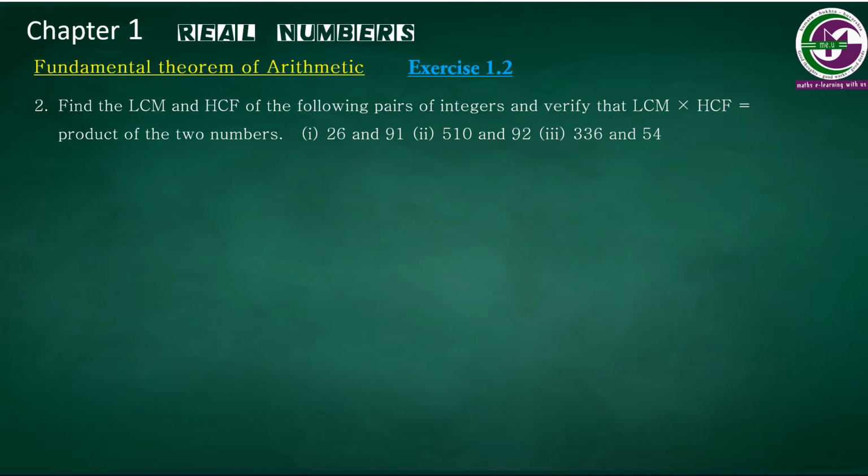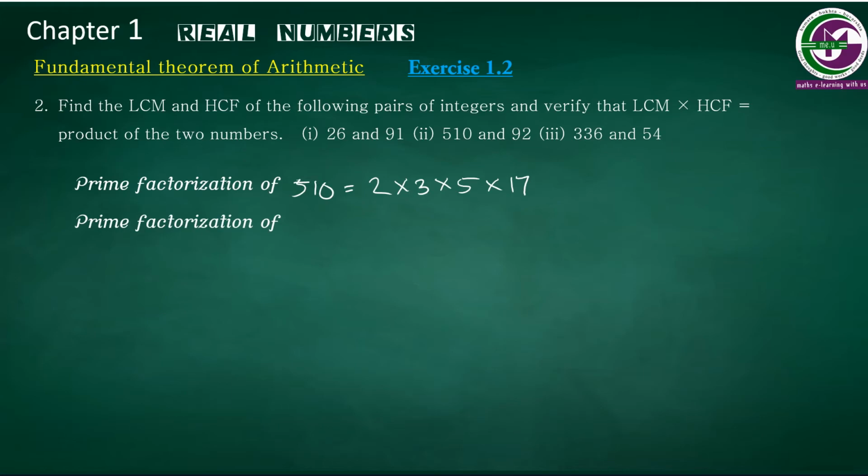Now we'll move on to the second sub question of question number 2, 510 and 92. Prime factorization of 510 equals 2 times 3 times 5 times 17. Prime factorization of 92 equals 2 times 23, or it can be written as 2 square times 23.